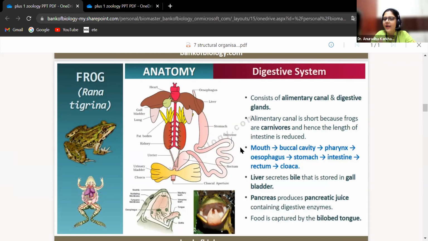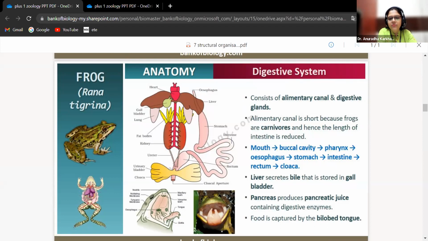Okay? Look at the route. Mouth to the buccal cavity to the pharynx. Same na, it is just like ours, isn't it? Pharynx to the esophagus to the stomach to the intestine to the rectum. For us it goes from the rectum to the anus. They'll be having a cloaca. That's the only difference. Otherwise, the route is the same. Right? This is the path of the alimentary canal.